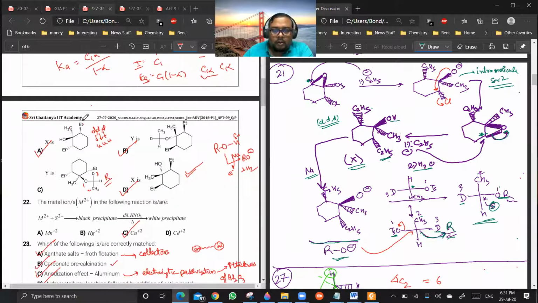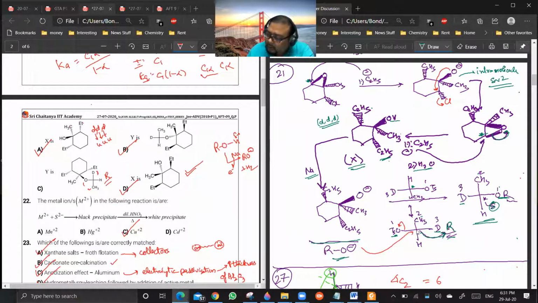No, sir. Why? You see here the configuration is R. It is undergoing SN2 attack. So R will become S. So how will you write S? You just exchange these two groups. One odd number of exchanges means it will give the enantiomer.